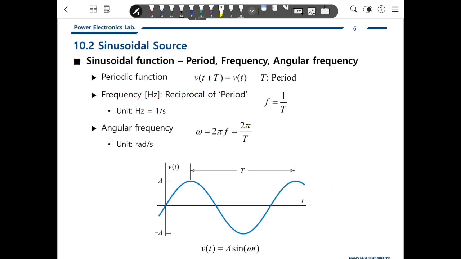So I will introduce the sinusoidal functions, then some terminology will be newly introduced. First the period, the frequency, and the angular frequency we'll discuss here. Actually, a sinusoidal function is a periodic function. In Korean, this is 주기함수. What's the meaning of that?